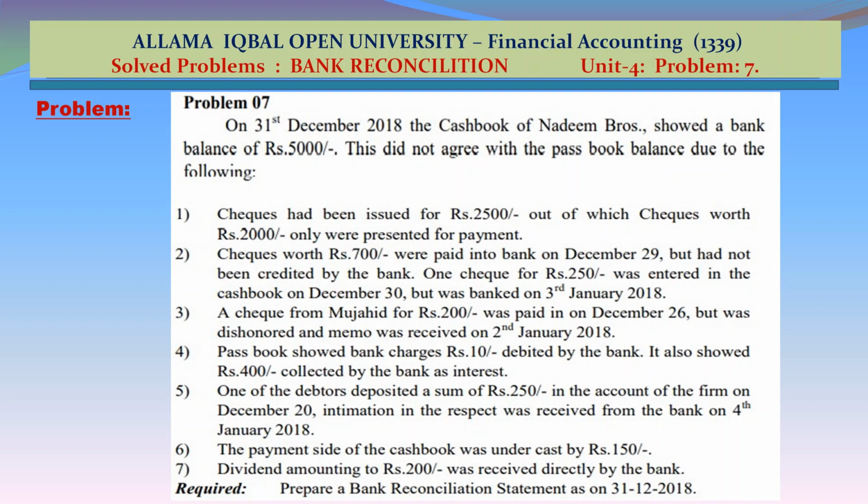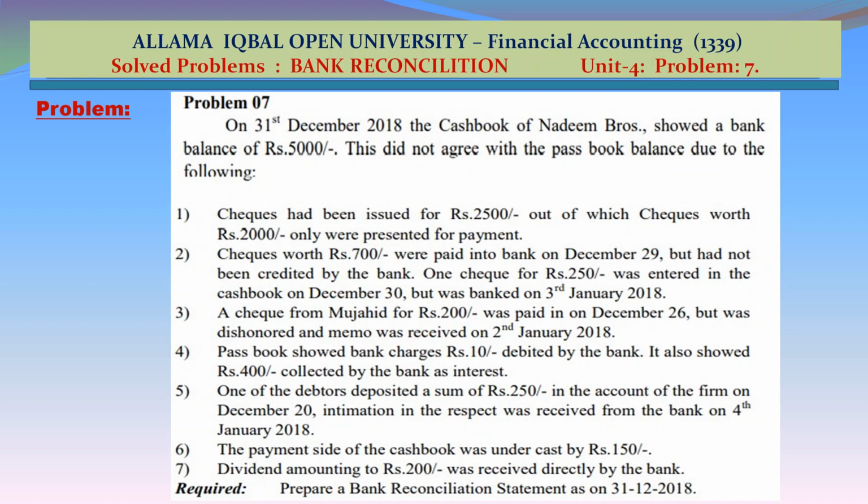3. A check from Mujahid for rupees 200 was paid in on December 26, but was dishonored, and the memo was received on 2nd January 2019. 4. The passbook showed bank charges of rupees 10 debited by the bank. It also showed rupees 400 collected by the bank as interest.